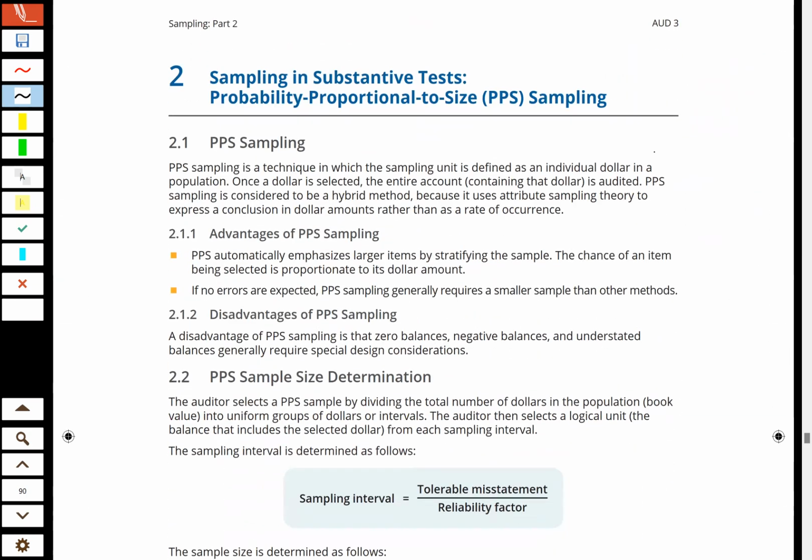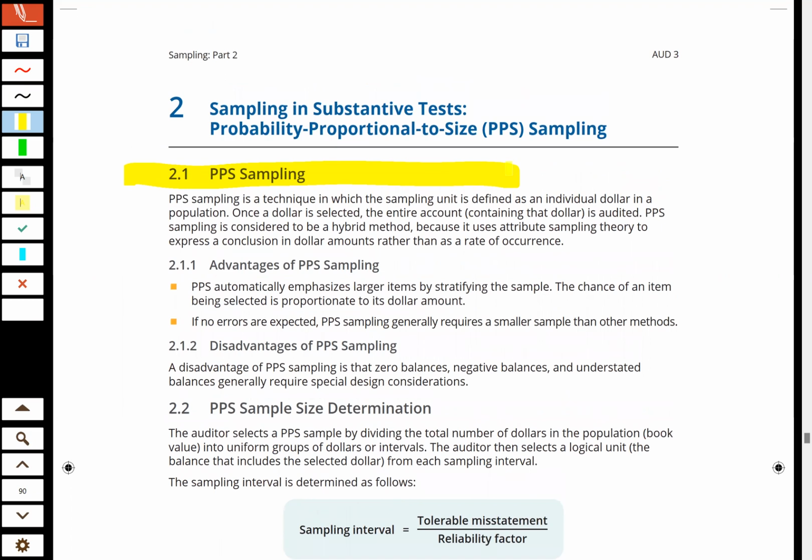Now, another sampling plan we can use is PPS sampling. What probability proportionate to size does is it picks as a sampling unit a dollar amount. We're going to select a dollar, but we're going to pull an entire transaction with that, and we'll audit that transaction, but we're really auditing that dollar. And so the more dollars a transaction contains, the more likely that item will be selected, thus the term probability proportionate to size. And this is really the technique that is commonly used these days more than some of these variable sampling plans we've been talking about.